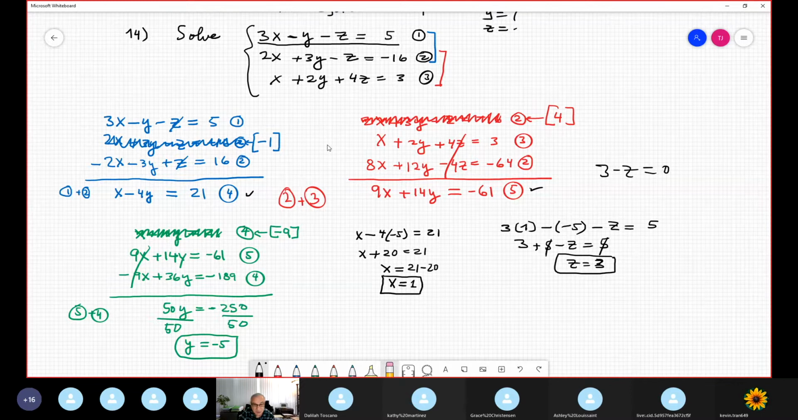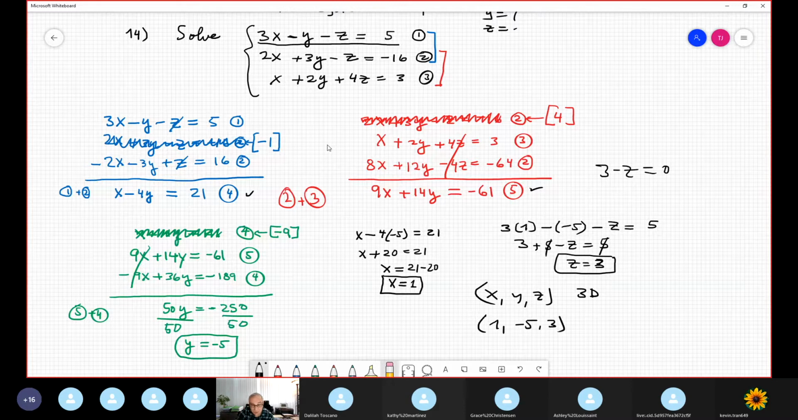What is the solution? The solution is the ordered triplet. In alphabetic order, x, y, z is a point in 3D, 3-dimension space, sorry. So x is 1, y is negative 5, and z is 3. End of story. This is the answer.